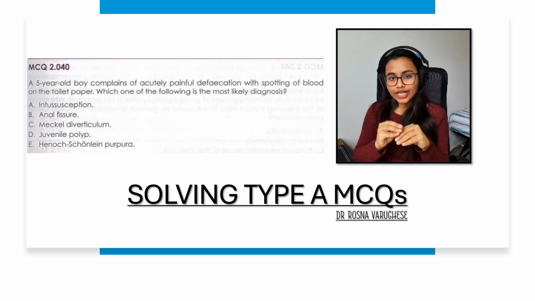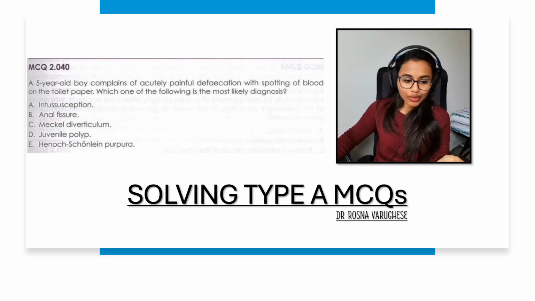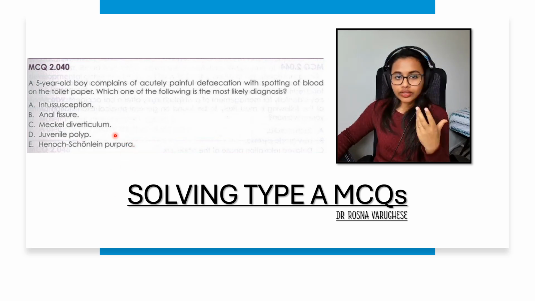So I'll just tell you how to solve the A-type MCQ questions. I know you guys would know, but I'll just tell for those who are not aware of it, I'll just tell you how I used to prepare for my MCQ. So this is one of the questions from the AMC MCQ handbook. So let's do this question.